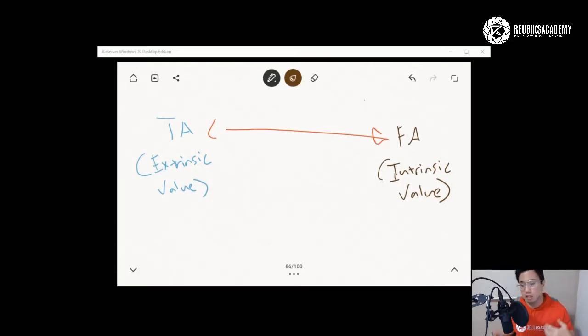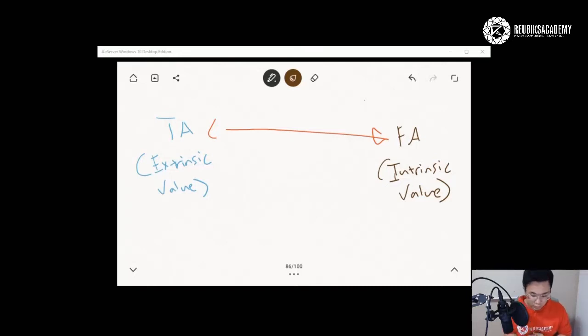People will start short selling the stock, they will no longer buy the stock, they will just keep selling away whatever stock they have. Or people who don't have the shares start to short sell, they borrow shares and they short sell. So it happens as well. We will talk more about what is short selling in the lessons to come. But for now, just know that FA is anything and everything that is internal to the company, and TA is anything that's external to the company.